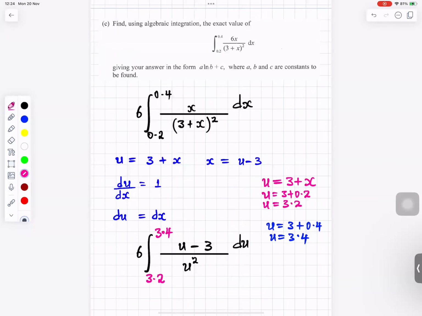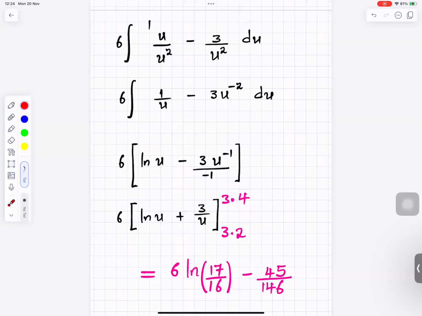So after that, we need to change the limits. So u is 3 plus x. So when x is 0.2, u is 3 plus 0.2, which is 3.2. When x is 0.4, u is 3 plus 0.4, which is 3.4. So we change the limits to 3.4 and 3.2.